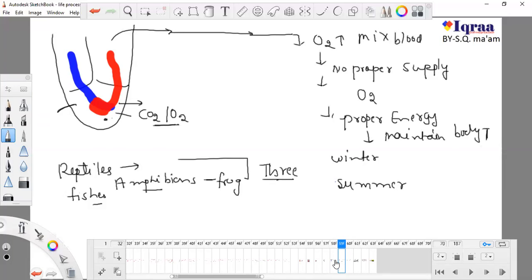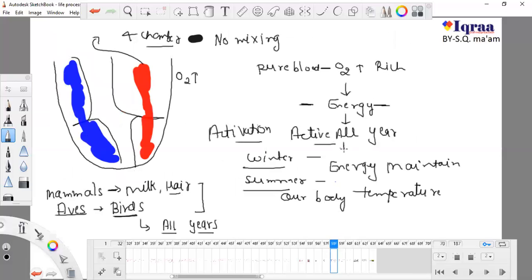What about this, they are active all year, that means they can maintain their body temperature. If there is winter outside, we can maintain our body temperature inside. And if there is summer outside, we can maintain our body temperature. So this external temperature doesn't hurt us so much, because we can maintain our body temperature.